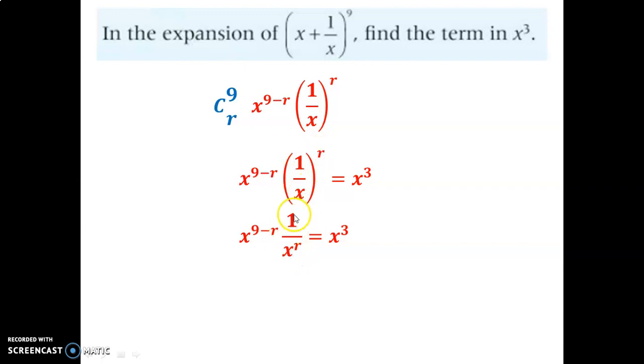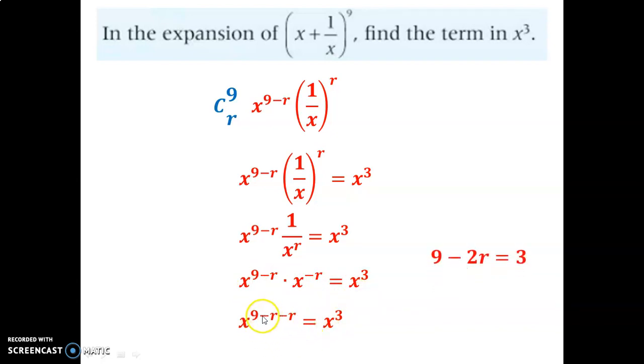Now, when you have a fraction, you may remember by rules of exponents, if you want to bring that to the numerator, you bring it up, and then the exponent becomes negative. I did that so that I can now combine these. When I see multiplication of exponents with the same base, I can add the exponent values. So in this case, 9 minus r plus negative r is like saying 9 minus r minus r. So I'm combining those two, and that equals x cubed.